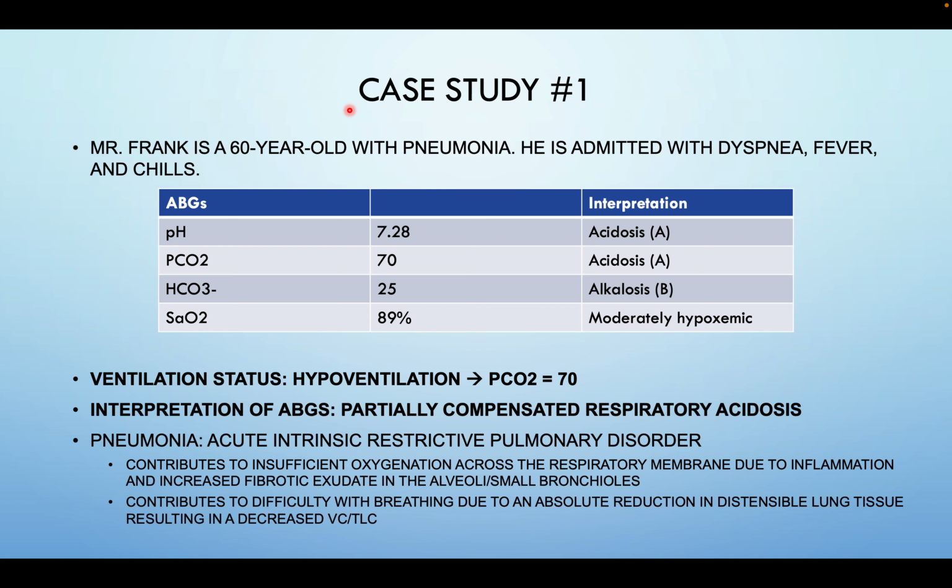Further assessing the ventilation status, because the PCO2 of Mr. Frank is outside of the normal 35 to 45 range, it seems that they're experiencing hypoventilation. Also assessing the oxygenation status, because it is at 89% SaO2, it seems that they are moderately hypoxemic. And to tie everything together, the cause of Frank's respiratory acidosis, moderate hypoxemia, and hypoventilation is a result of his pneumonia, which results in decreased distensible lung tissue, decreased vital capacities and total lung capacities, and then increased inflammation across the respiratory membranes and increased fibrotic exudate buildup in the alveoli and the small bronchioles.